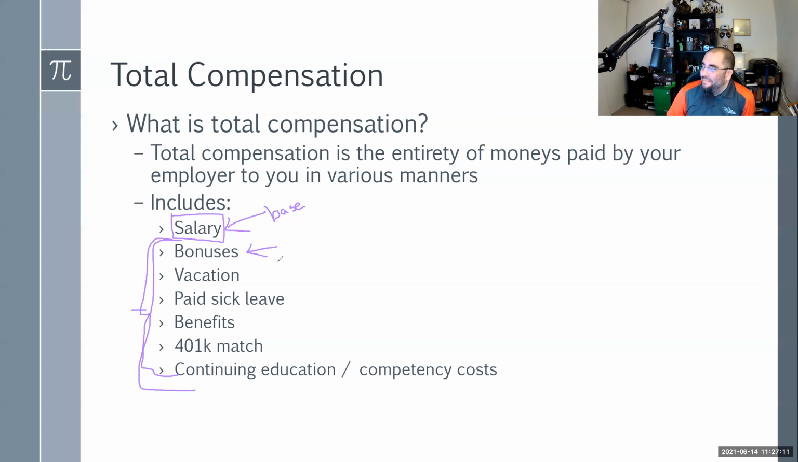I saw you unmute. So bonuses can be a big part of it, right? If you get $2,000 every quarter, that's $8,000 extra a year. That can help you pay some things.